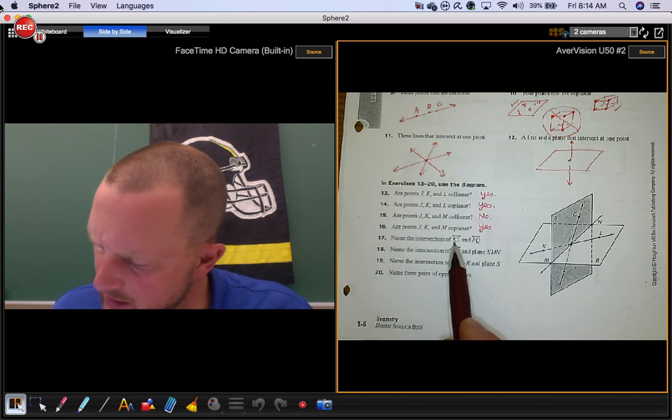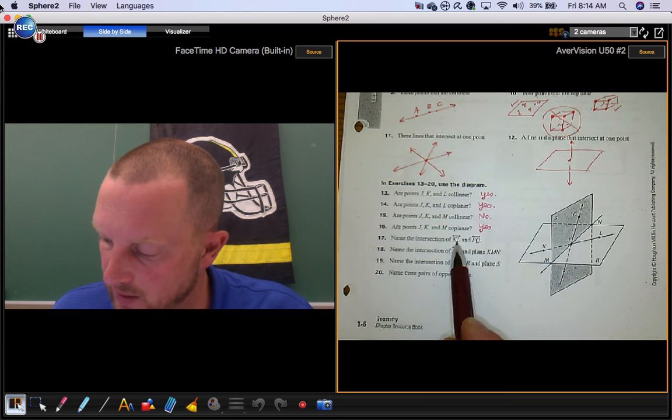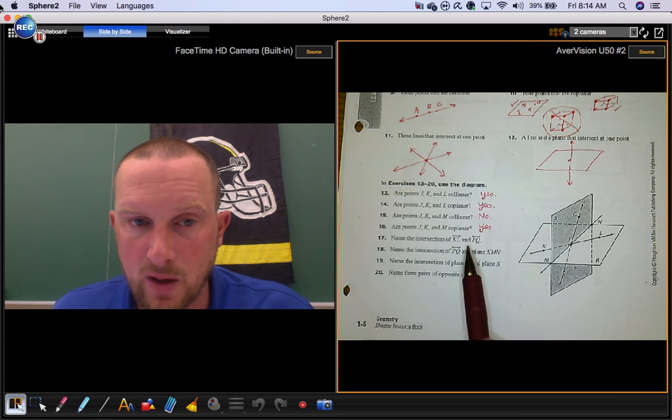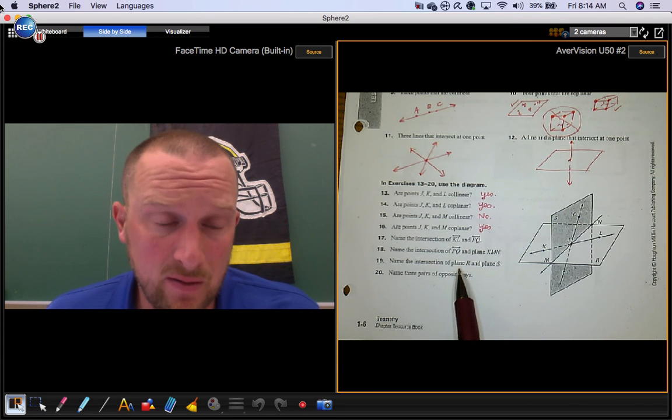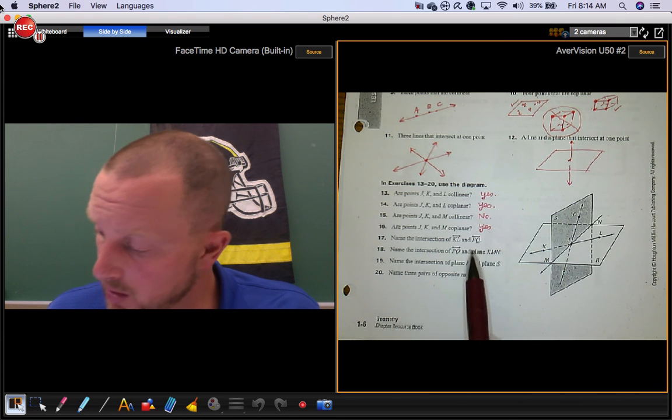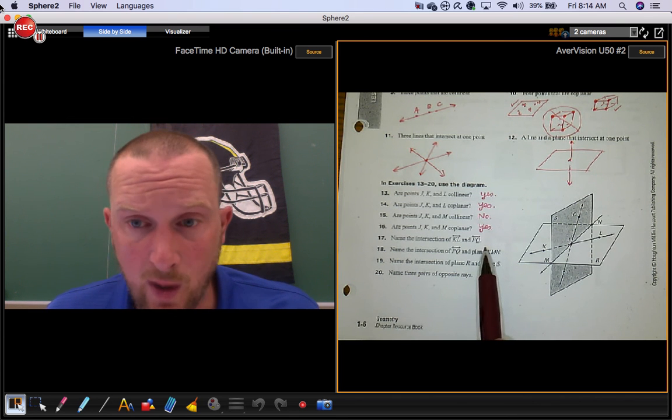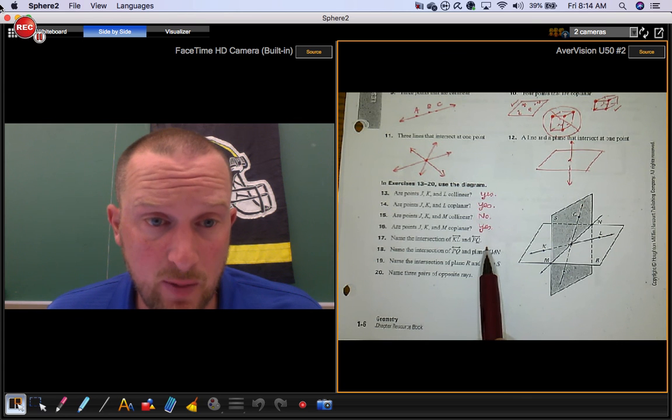Number 17, name the intersection of, this is a line, and this is a line. Name the intersection of 2 lines. Well, we have a postulate, and it says 2 lines cross at a point. So we know the answer is going to be a point. So when you write your answer, make sure you use 1 capital letter, because that's how you name a point.